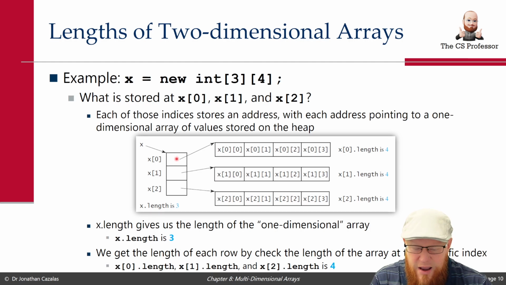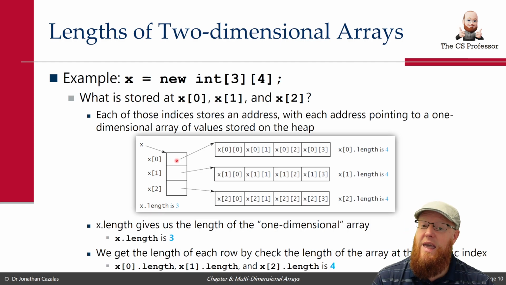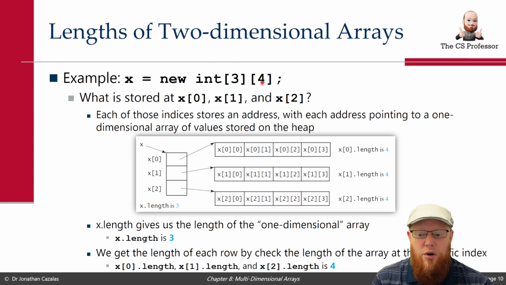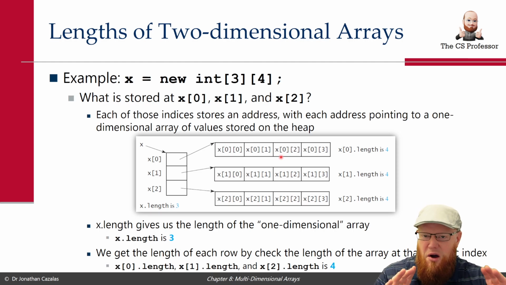Now, what's stored right here at X0? The answer is an address that points to a one-dimensional array of size 4 of what data type? Integer. So this is going to be a one-dimensional array of 4 integers. It's not hard, it's just weird, right? Definitely it's weird. So this is a one-dimensional array of 4 integers. What's stored right here at X2, at index 2 of X? Because remember, X is really a one-dimensional array of addresses or references. What's stored at X2? An address that refers to this one-dimensional array again of size 4.